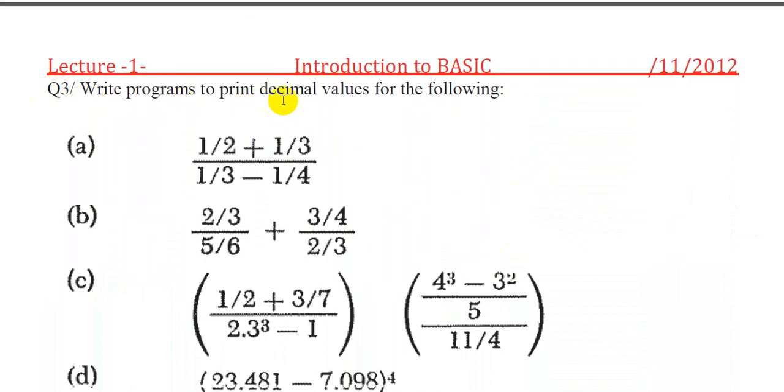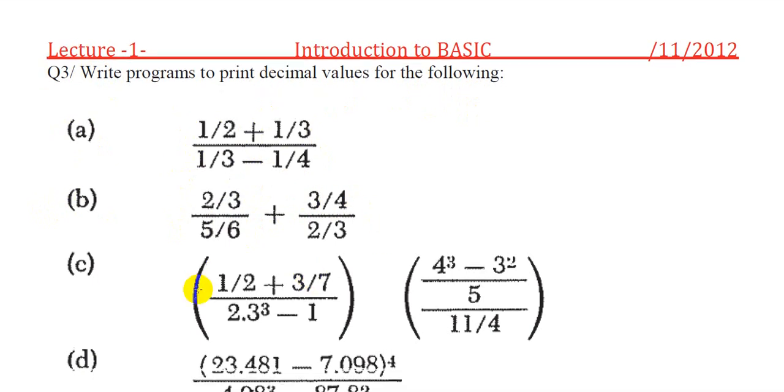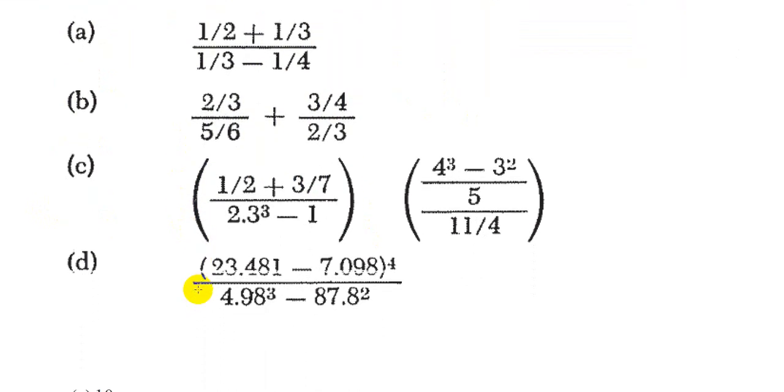Q3. Write the program and print decimal values. Write the program to print decimal values here for the following: A, half plus a third. B, 2/3 plus 3/4, 2/3 by 3/4. C, half plus 3/7, 2.3 up to 3, as you can see properly here. 4 cubic minus 3 squared minus 3 squared to 5, as you can see right here.